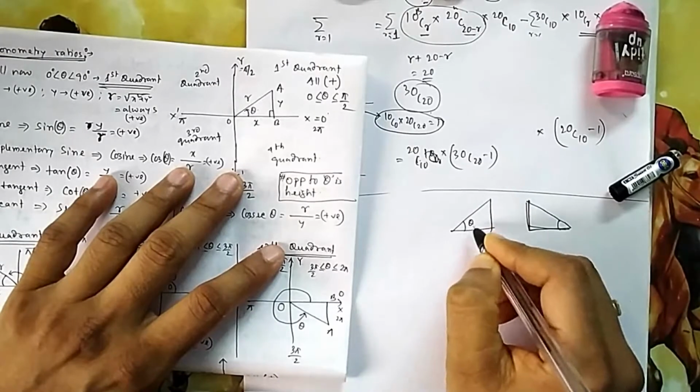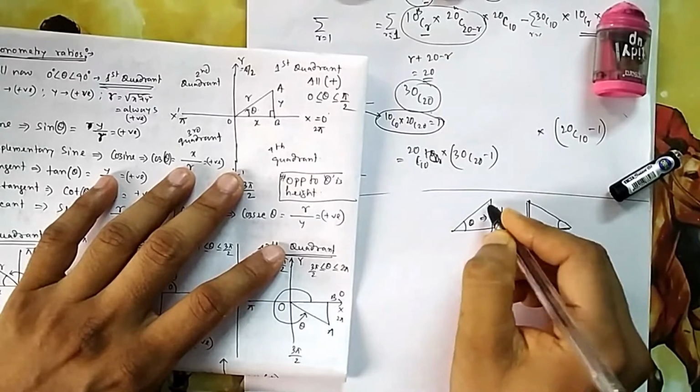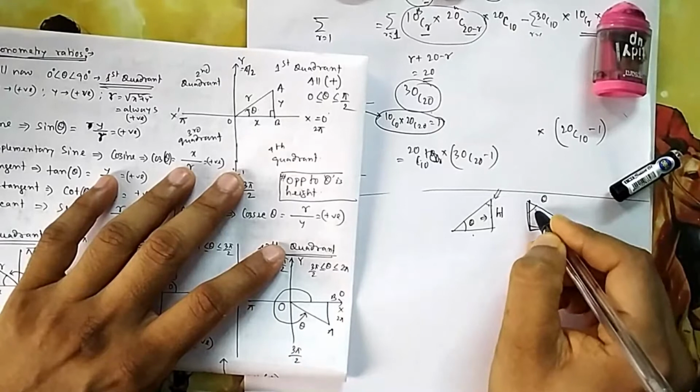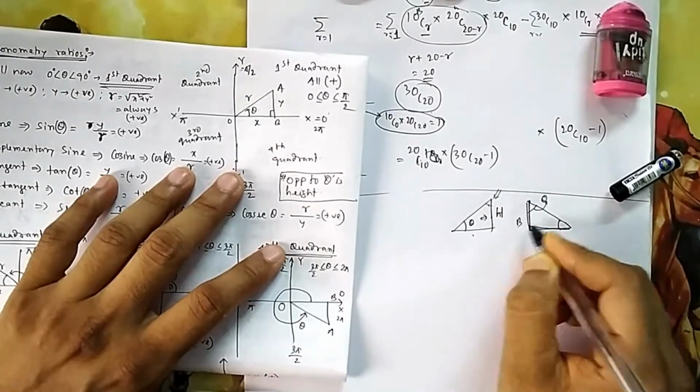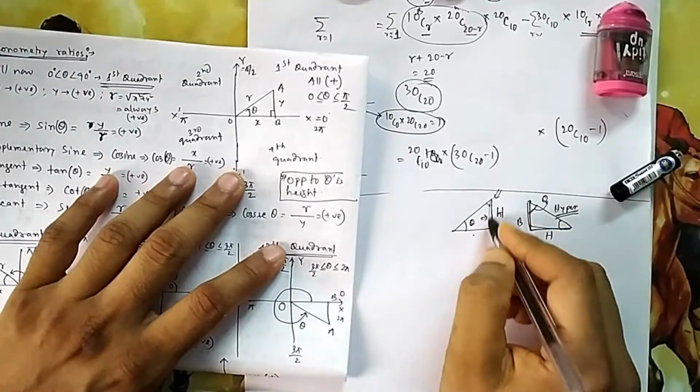Both were, if it is theta, then the opposite of this one, which one is height? This is height. Opposite of the angle becomes height. If I look from this side, if this is my theta, then this becomes height. If this is my theta, then which one is height? This is my height. This becomes base and this becomes hypotenuse. So it is not that always this will be height.